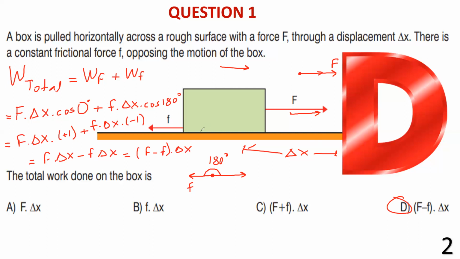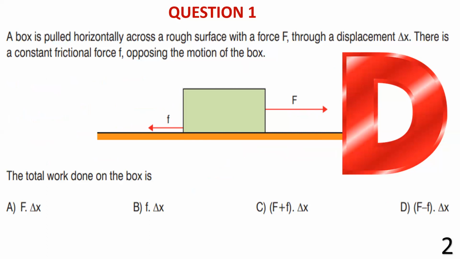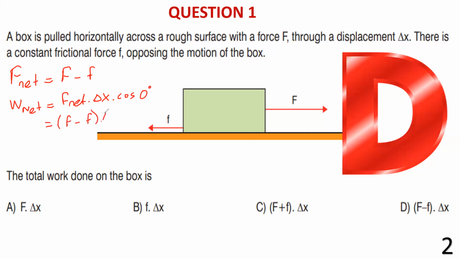I'm going to use a second option: calculating net force first, and net force times delta x also gives you the answer. Let's use our second option now. We are going to calculate F net first. Net force is equal to F minus F friction. Then work net, or total work, we can write as F net times delta x times cos 0. And F net is equal to F minus friction force, times delta x.